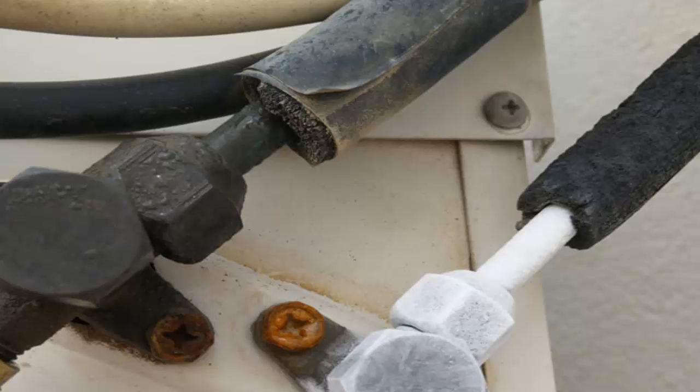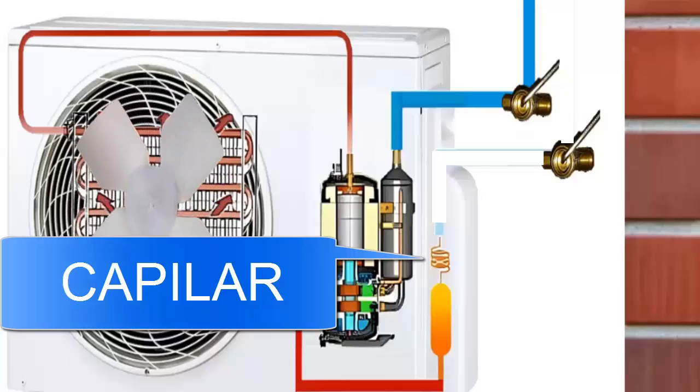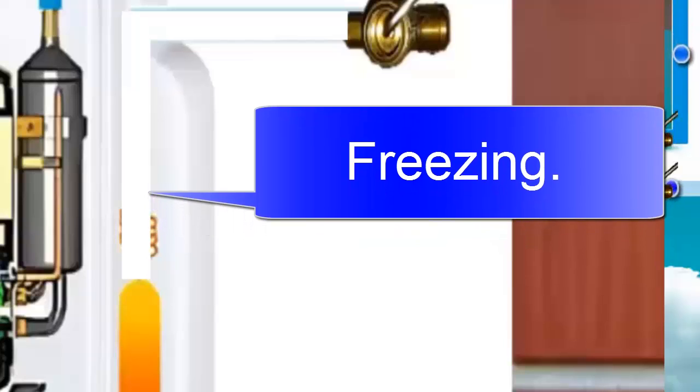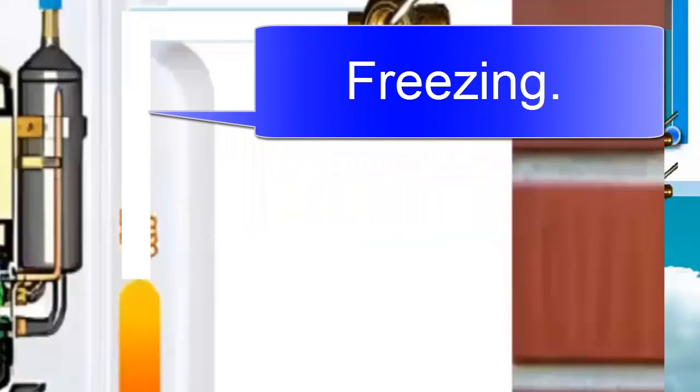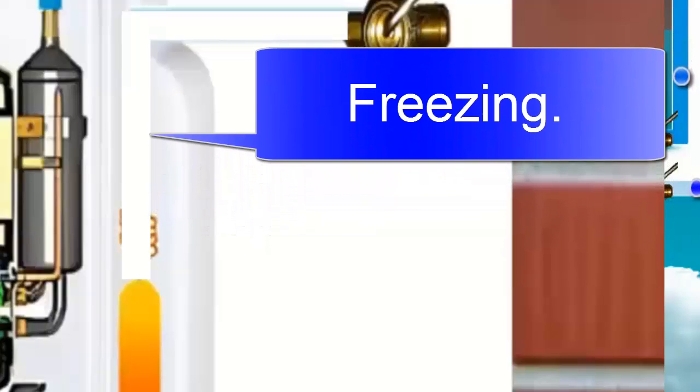5. When there is an obstruction in the capillary tube, the temperature in this part of the system drops significantly, even reaching freezing. This behavior is abnormal since the normal temperature of the capillary should be close to the external ambient temperature, maybe a little cooler.